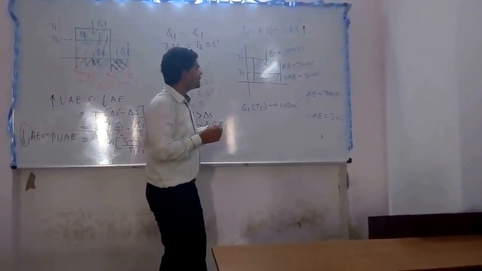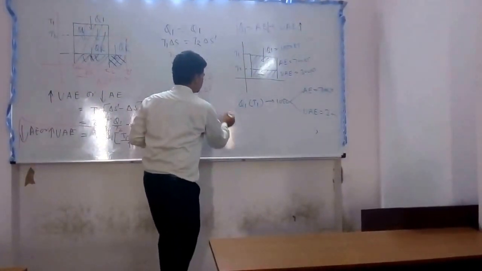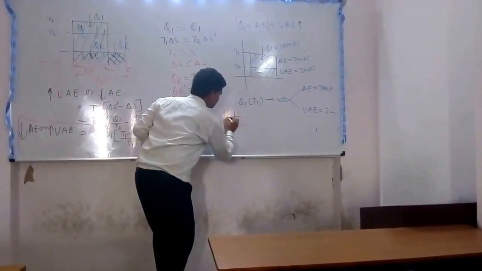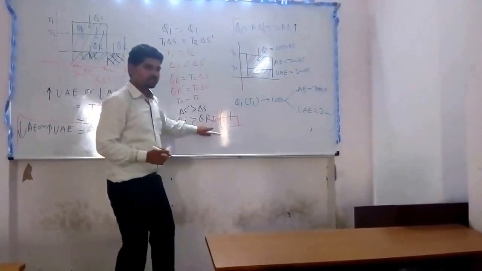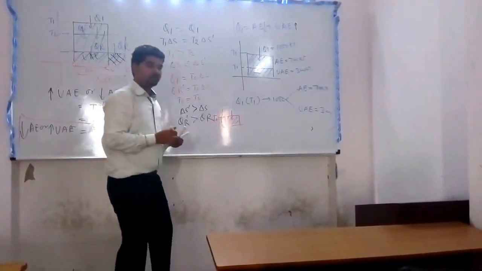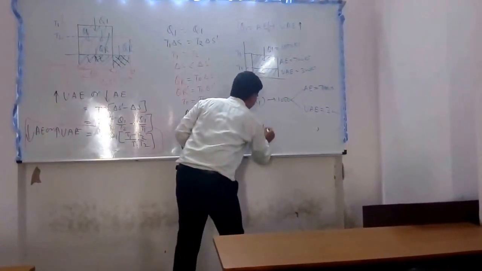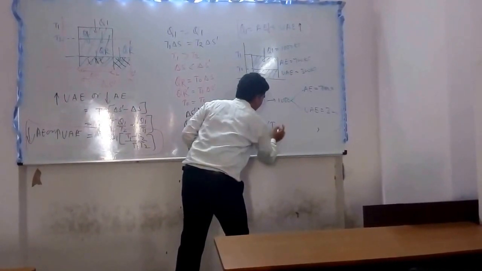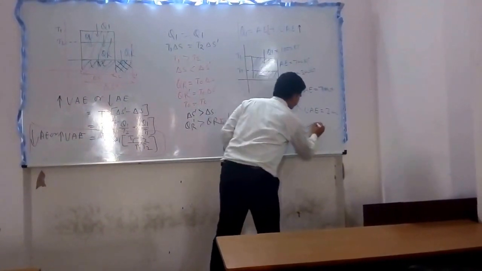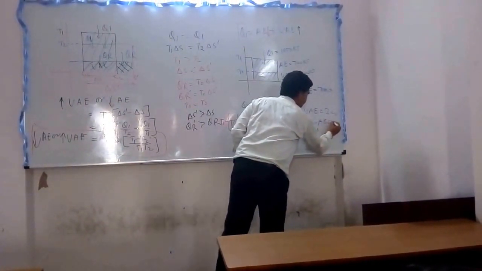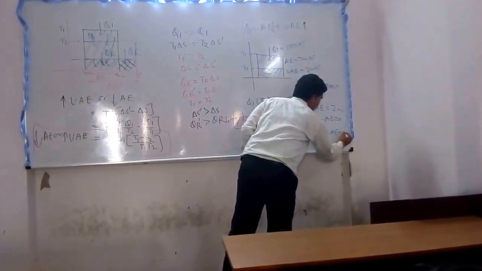Look, it is also possible that I supply this Q1 at T naught. If I supply this Q1 at T naught, the available energy will be zero. If Q1 is equal to 1000, here the available energy will be zero and the unavailable energy will be 1000.